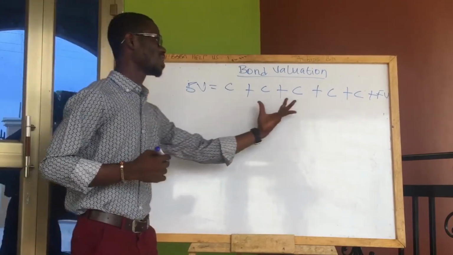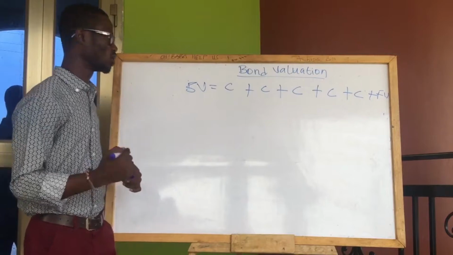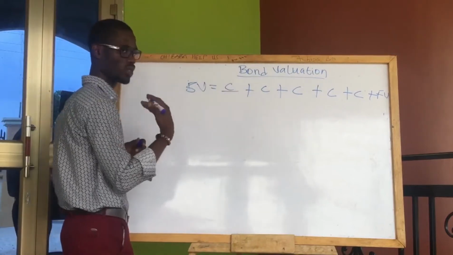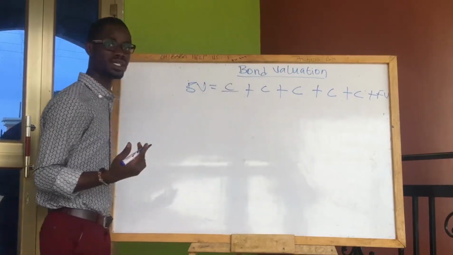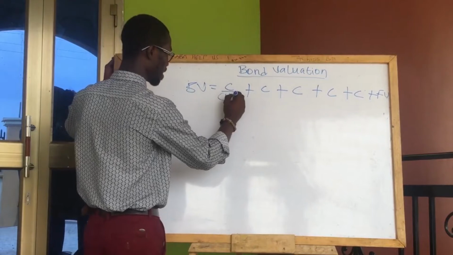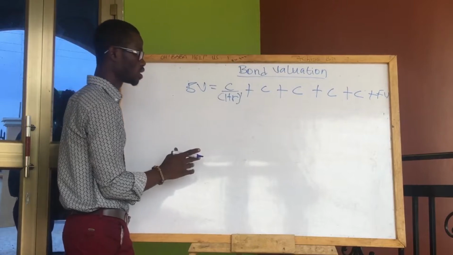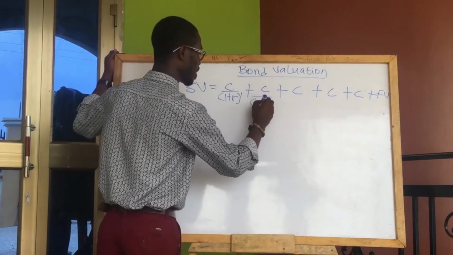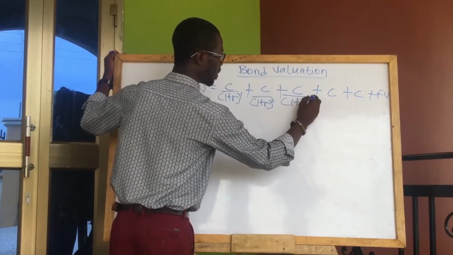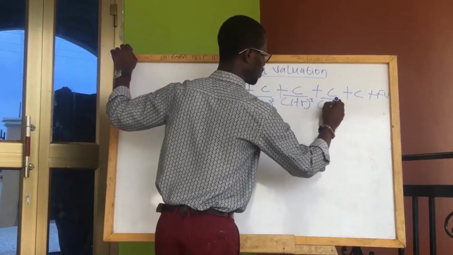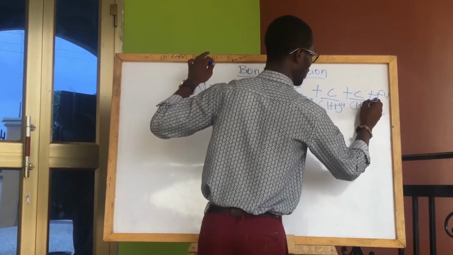But because it's going to be in the future, we have to discount everything to the present. So this is how much you are going to receive for the first year. If you discount this, given the interest rate, you know the discount factor is 1 plus R. Because this is the first year, it's raised to the power 1. Then this is 1 plus R raised to the power 2, 1 plus R raised to the power 3, 1 plus R raised to the power 4, 1 plus R raised to the power 5.